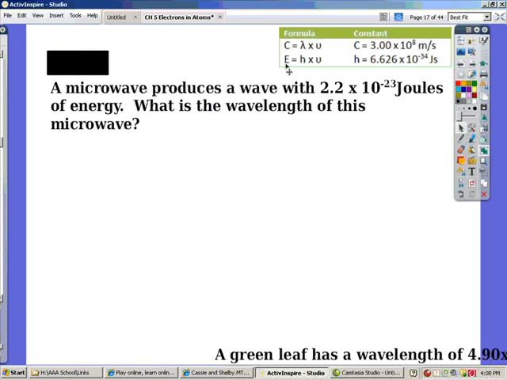So let's map out our course here. I need to take my energy, solve for frequency, then I can take this frequency, put it into this formula, and solve for my wavelength. I'll give you a couple moments to do this, and then we'll compare answers.